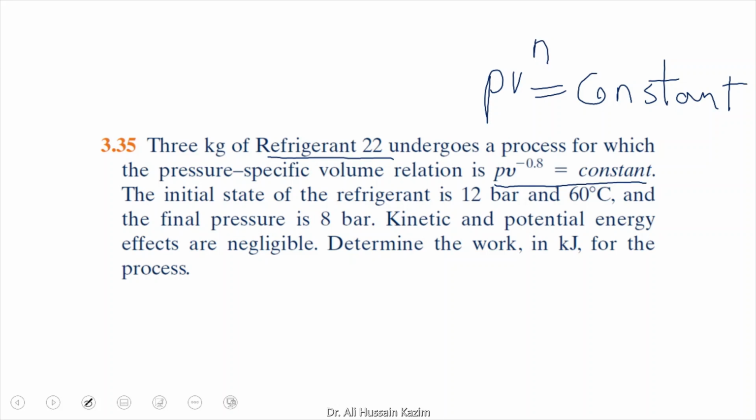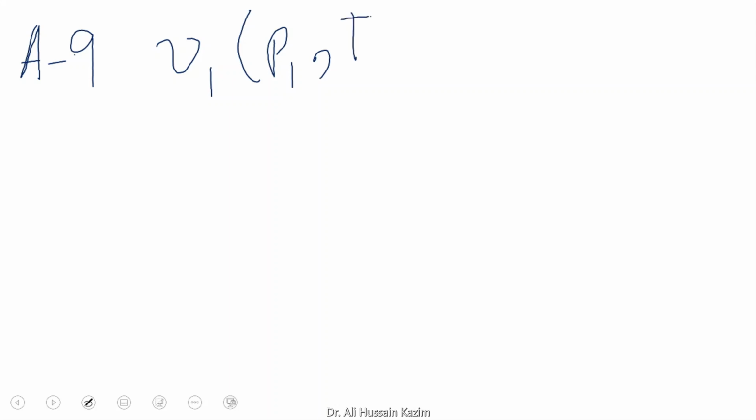So we know P1, we know T1, and the final pressure, we also know P2. So kinetic and potential energies are negligible. Determine work done in kilojoule. So we know the initial pressure and temperature. We know the final pressure. And we have to find the work done. So we can find initial volume from table A9 using the pressure and temperature.